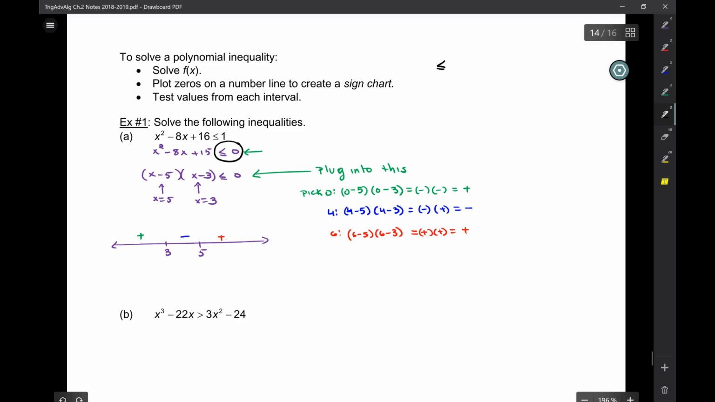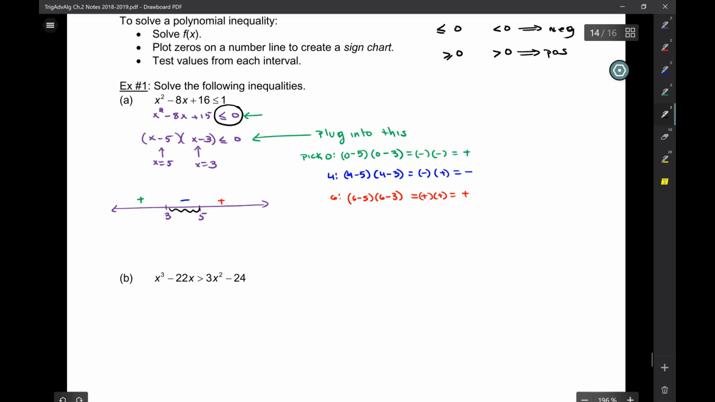Okay, so what we want now is the regions where the function is less than or equal to 0. So less than or equal to 0 or less than 0, these are our negative regions. Greater than or equal to 0 or greater than 0, these are our positive regions. So here I want the negative regions, which is this. And the way I can write that in set notation form is all the numbers from 3 to 5. So 3 less than or equal to x, less than or equal to 5.